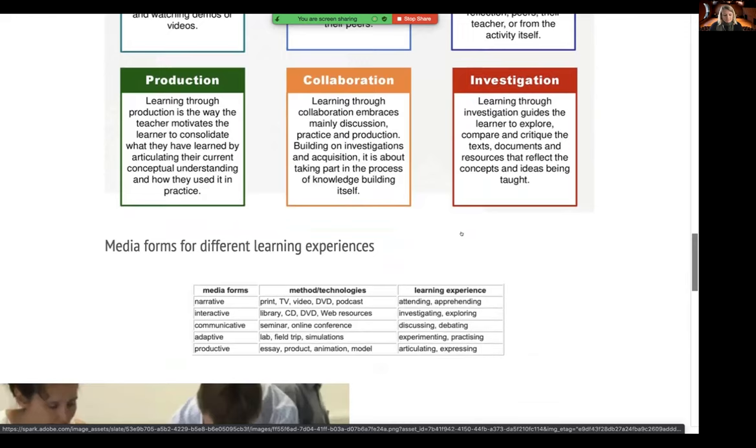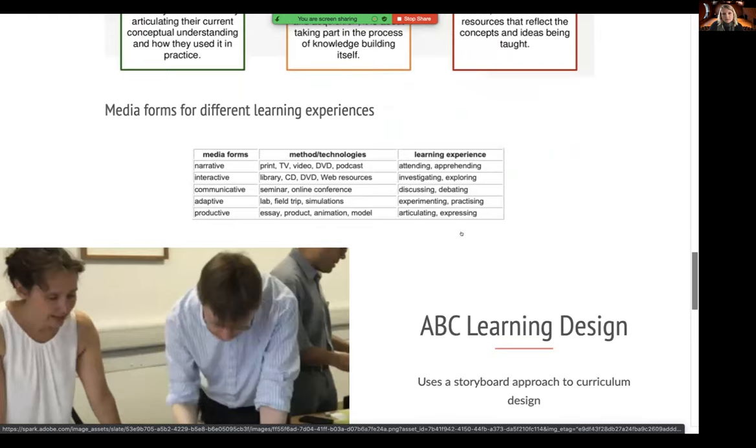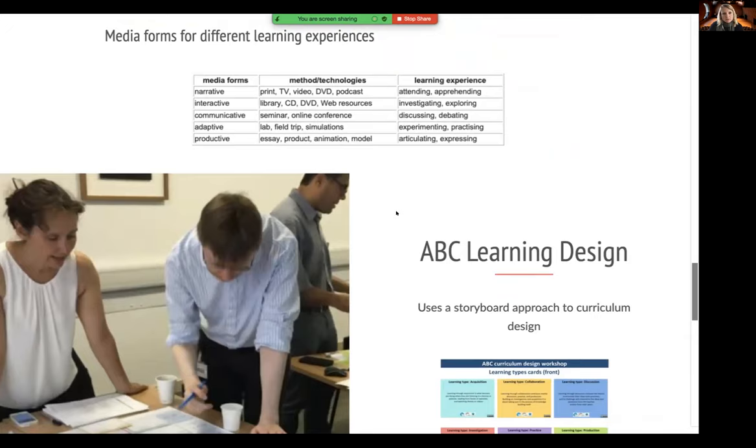The other part of the learning design is thinking about how to use technology. So it's important to have a framework to do that. So Laurillard poses the question, what type of activity is this technology enabling the students to do, and tries to link the media back to the learning experience, but also connect it with the method and the technologies that you're using. So she proposes that there are five different forms of media.